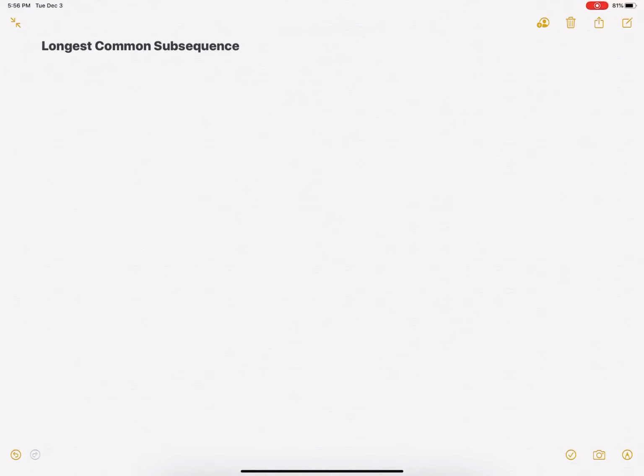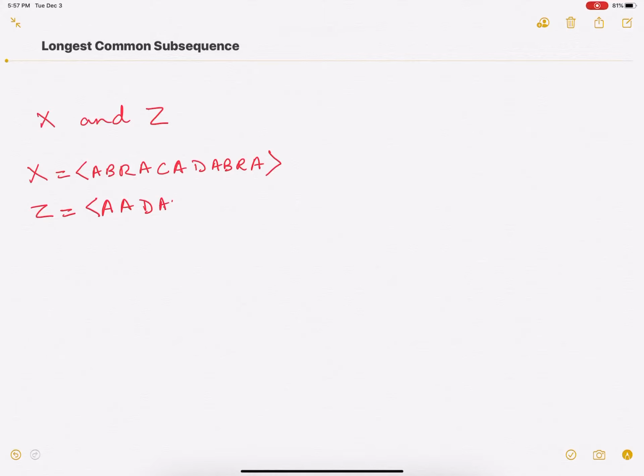So we can consider that we have two strings, x and z. These are two strings or sequences of characters. Now let x be abracadabra. Okay, this is the string x. Now let us consider another string named z, which is ada. Now z is a subsequence of x. Now why is this the case?